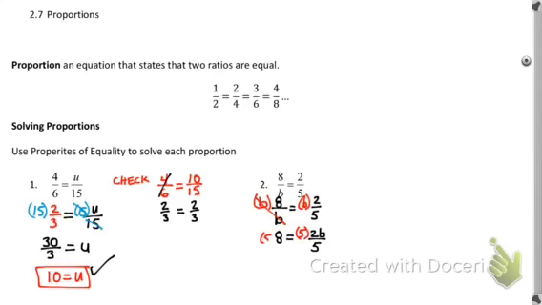Next then, I have to multiply both sides by 5 because I want to solve for b, and that gives me 5 times 8 is 40 is equal to 2b. And then finally, divide both sides by 2, and I get 20 is equal to b.